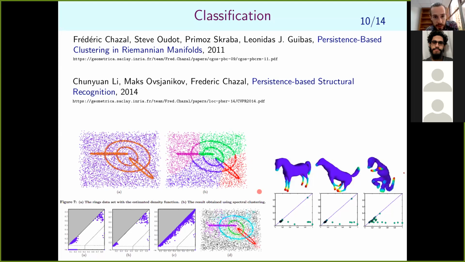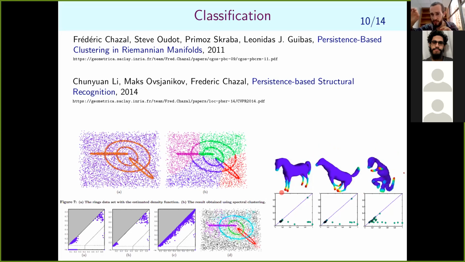For instance, this is in this second paper, I guess. So you want to cluster animals, okay? They have horses and I don't know what that is, a dragon. Well, they are given triangulations of animals and they want to cluster them into species, right? And what they do here, they consider the filtration with the geodesic distance on an animal.